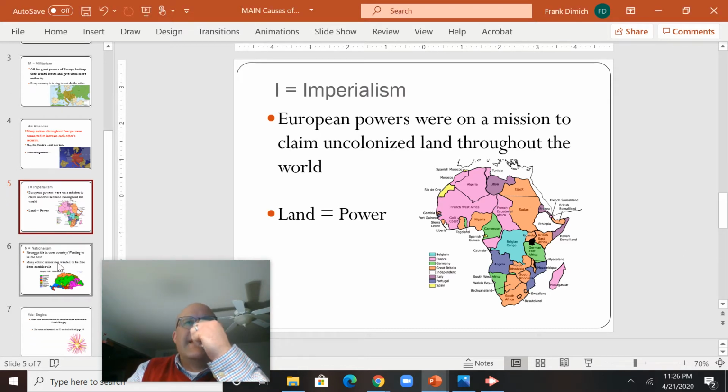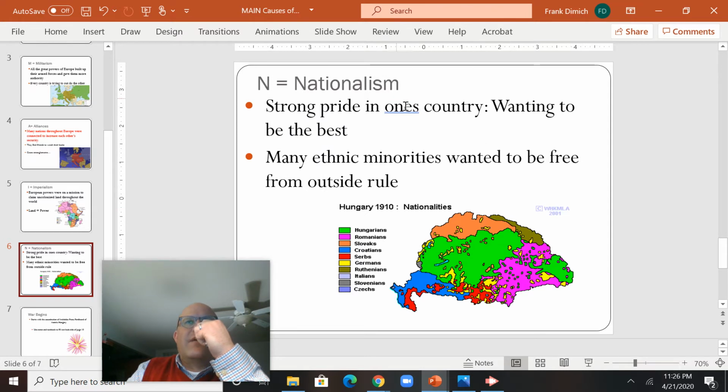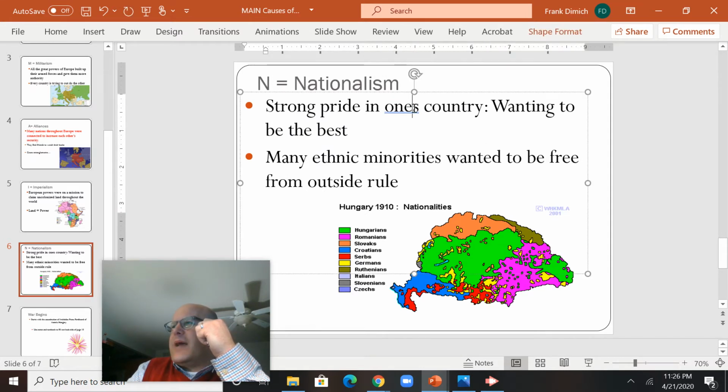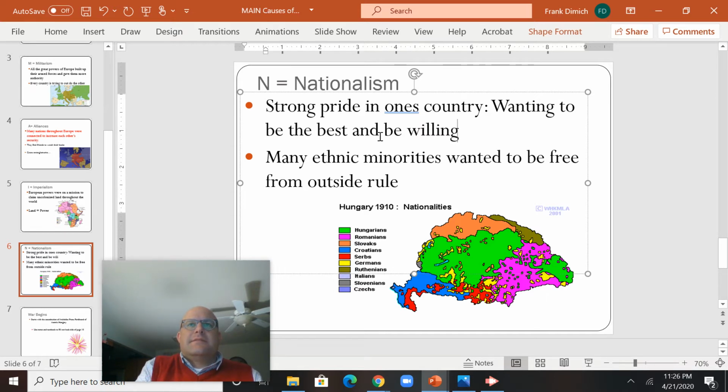As we've talked about, related to this is nationalism: strong pride in one's country, wanting to be the best, and having pride in your country, and then being willing to defend it. Right? Okay.